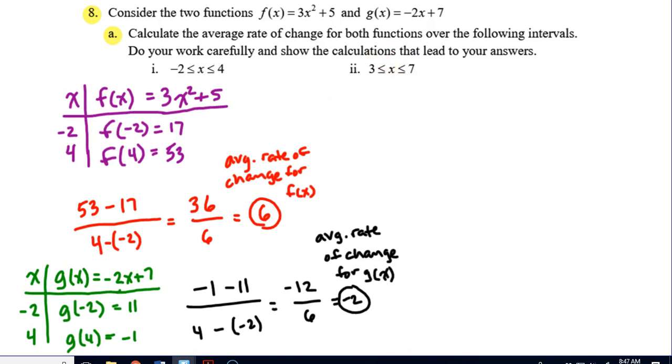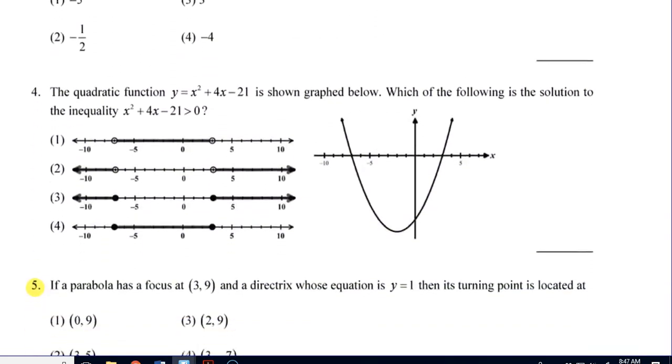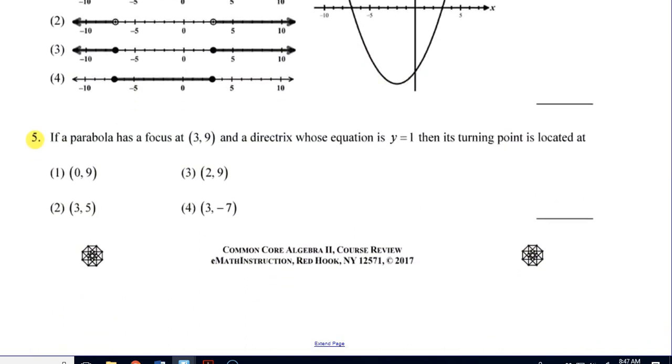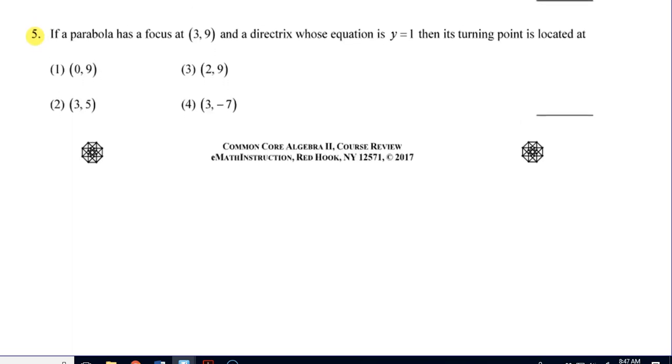All right, last question we're going to look at is on your eMath quiz review packet. So skip ahead to Unit 6 quiz review, and we're going to skip down to question 5, which asks about focus and directrix. Okay, we're given some information. We haven't talked about this in a long time, but it'll come back to you. Has a focus of 3, 9. That's a point. It has a directrix whose equation is y equals 1.